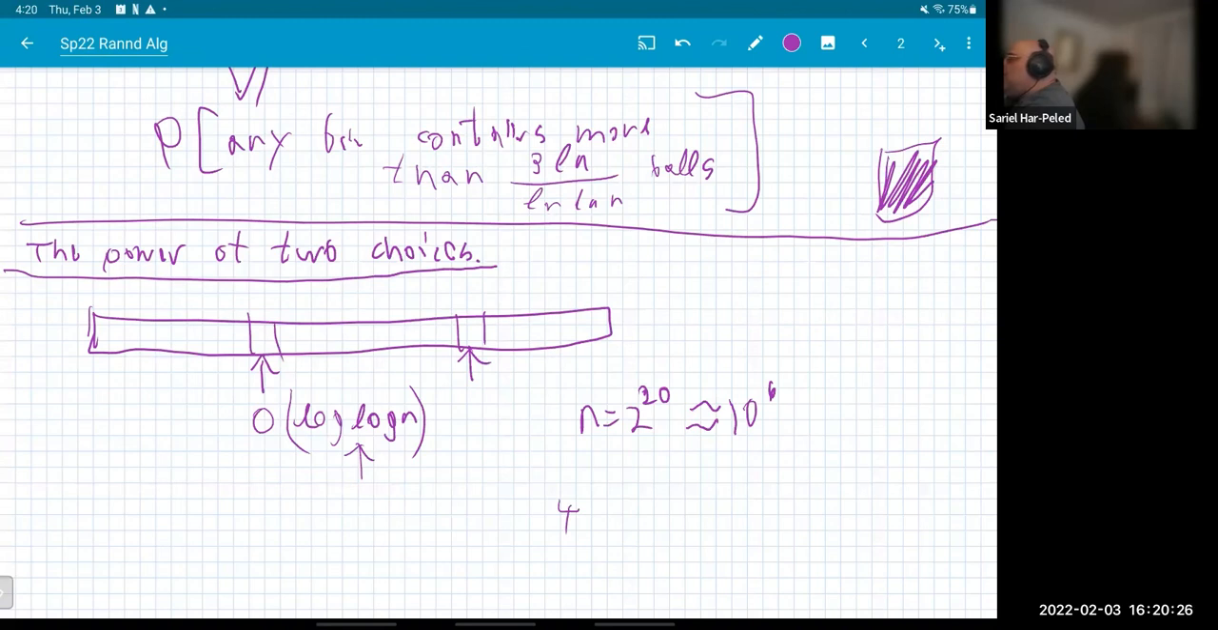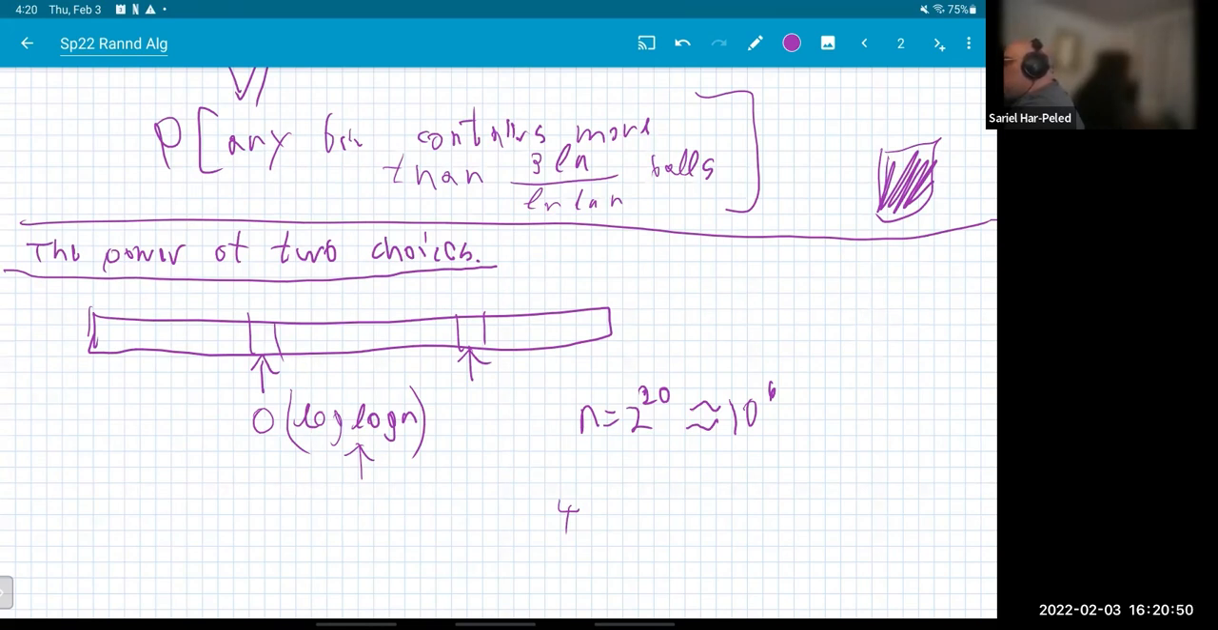And it kind of makes sense, right? It really says something very natural about life in general, right? If you have options, if you have more than one option, you can avoid doing something bad, right? You can always choose the alternative that is better than the other one, and that already can improve the situation.